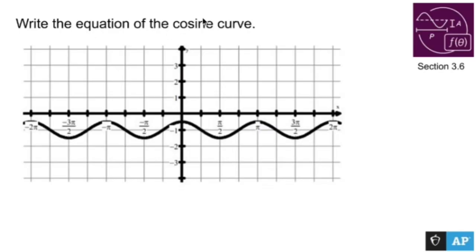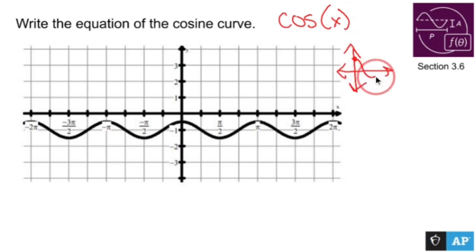Write the equation of the cosine curve. All right, before we try to come up with an equation, let's try to remember what cosine looks like. Cosine, give or take, is going to be starting at 1 and then coming down and repeating itself at 2 pi.